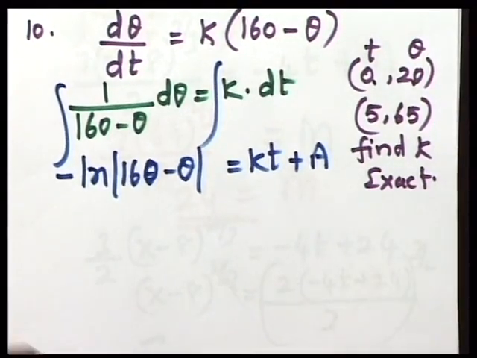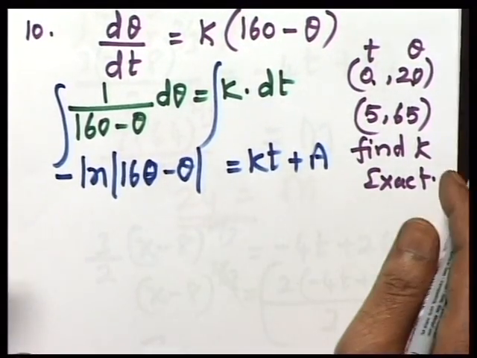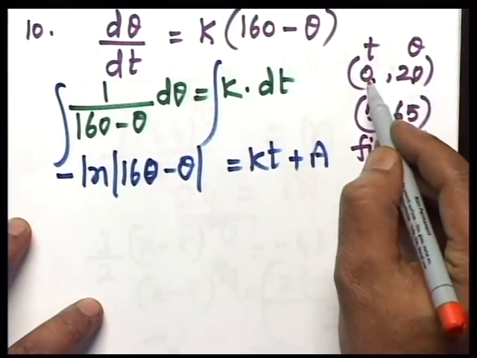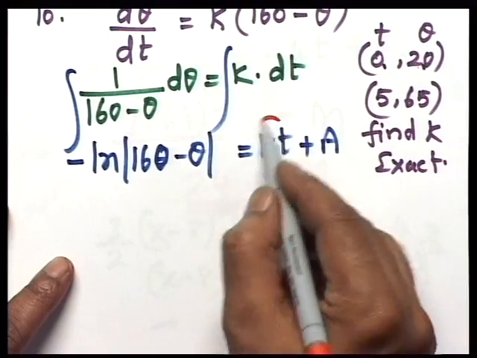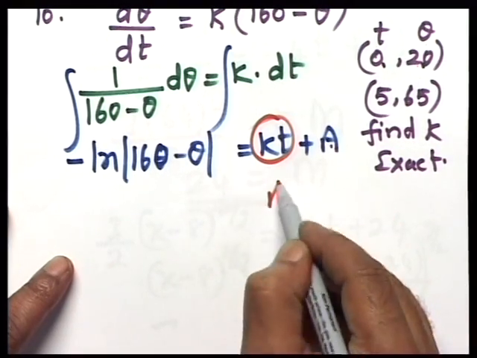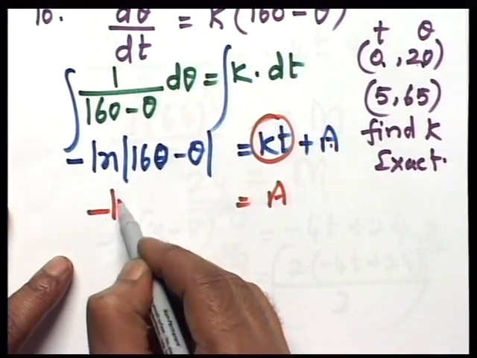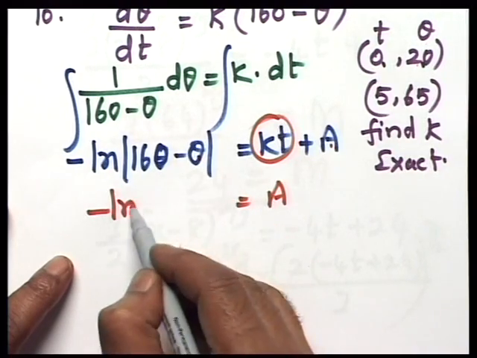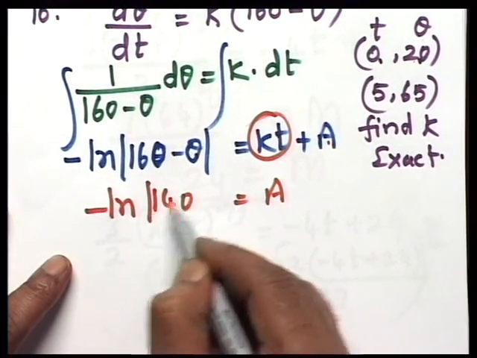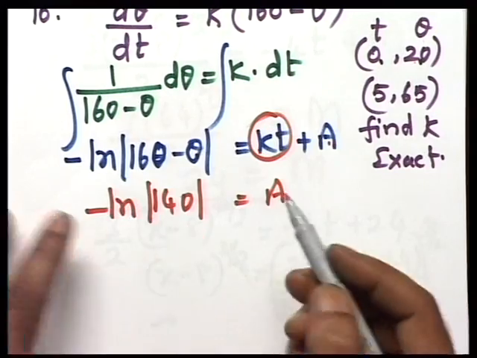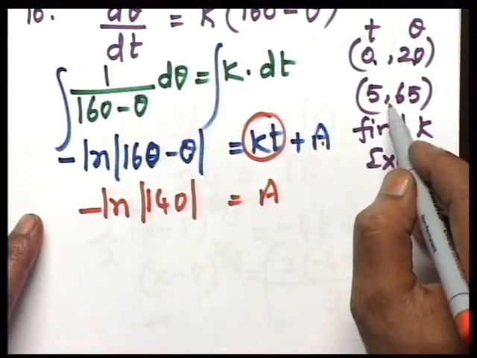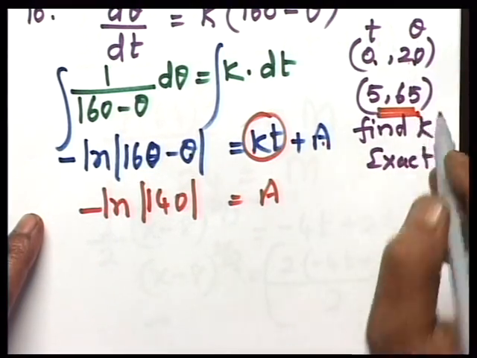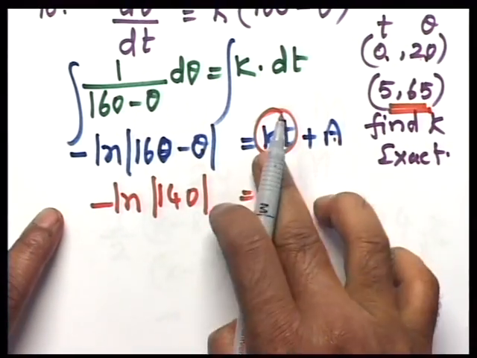So I'm going to take the first one. They said t is 0 and θ is 20. Okay, t is 0, so that is gone. So I'm left with a equals minus natural log, θ is 20, so it's ln 140. Minus ln 140 is a. That's what we put in here. And then we use the second condition to find this k.